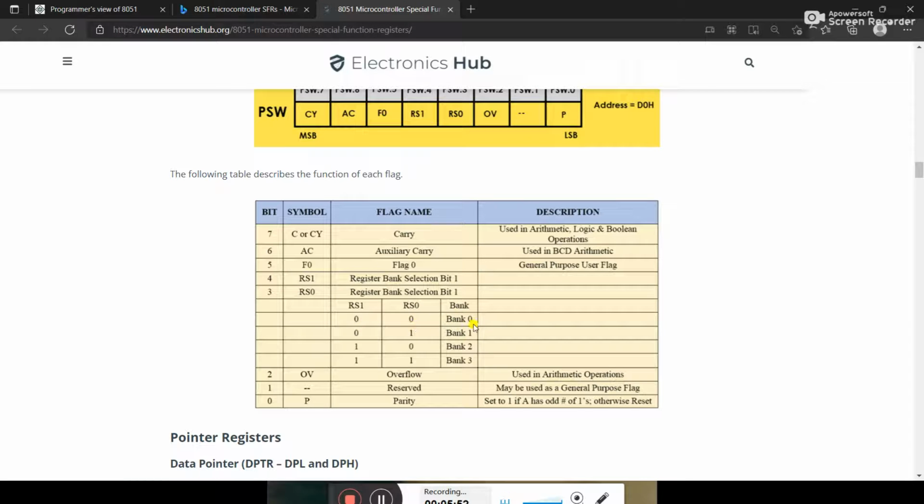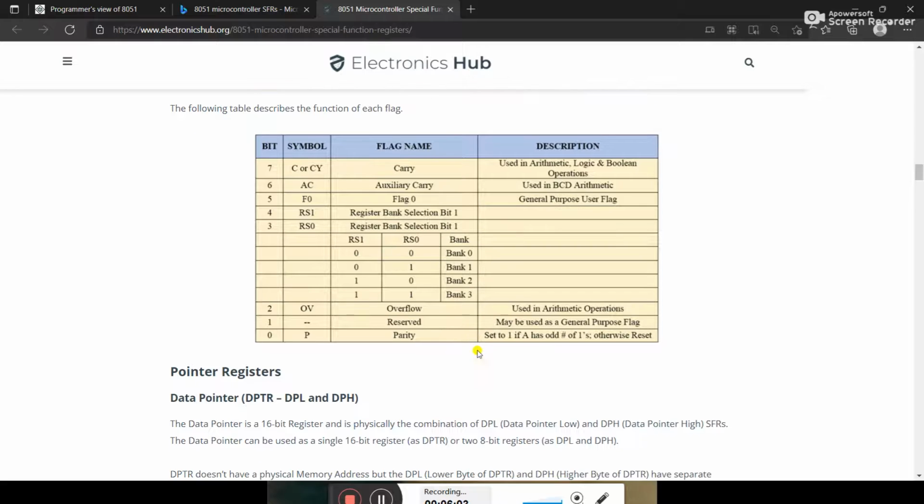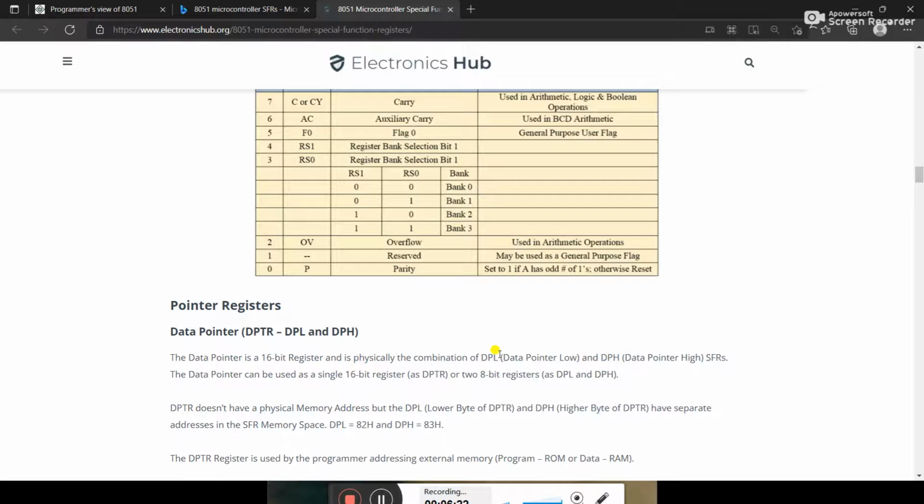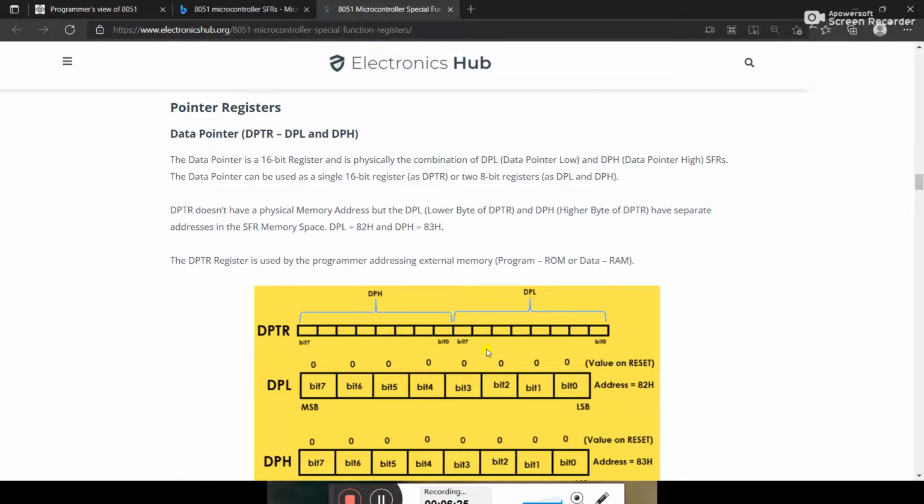If it is 00, then bank 0 is selected, 01 for bank 1, 10 for bank 2, 11 is for bank 3. OV is the overflow flag and is used in arithmetic operations. When the data are overwritten by FF, then it is generally high. One bit is reserved for future use. P is the parity, and parity is set to 1 if A has an odd number of ones, and otherwise it is reset. Okay.